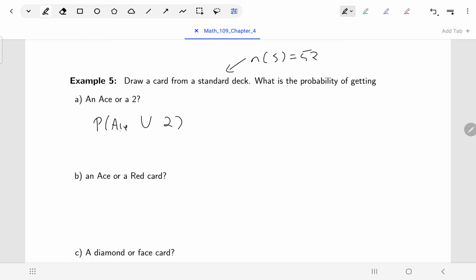First off, I'm going to think about whether these events are mutually exclusive. Are they disjoint? If you get an ace, could you also be a 2 at the same time? The answer is definitely no. If one is happening, then the other is not happening. If the card is an ace, it's definitely not a 2, and if it's a 2, it's definitely not an ace. So this is mutually exclusive. We just need to add the probability of getting an ace plus the probability of getting a 2. For the aces, there are 4 out of 52 in the deck, and for twos, there are 4 out of 52 in the deck. That adds up to 8 out of 52, or 2/13.